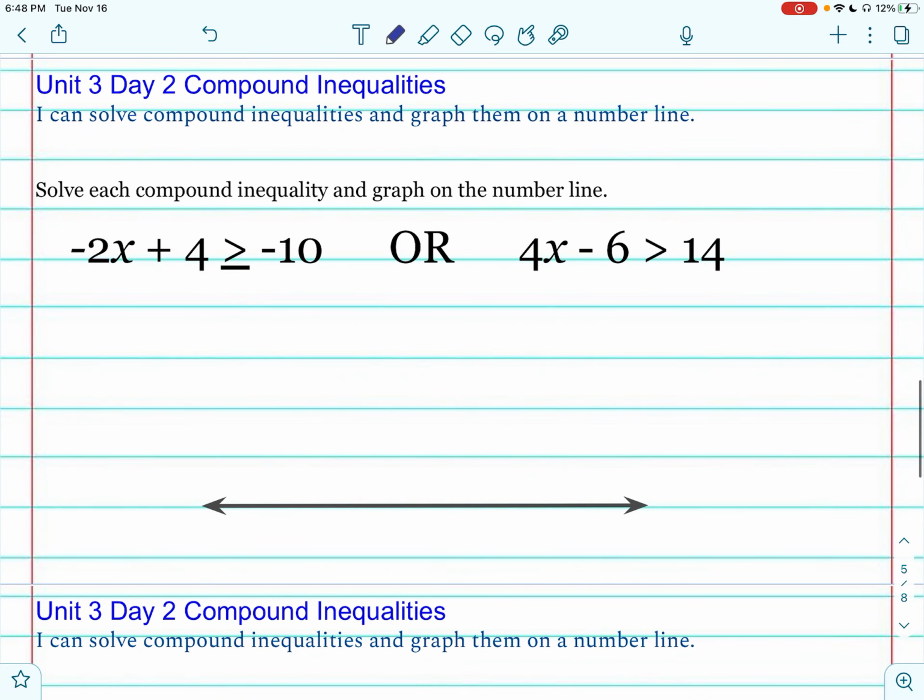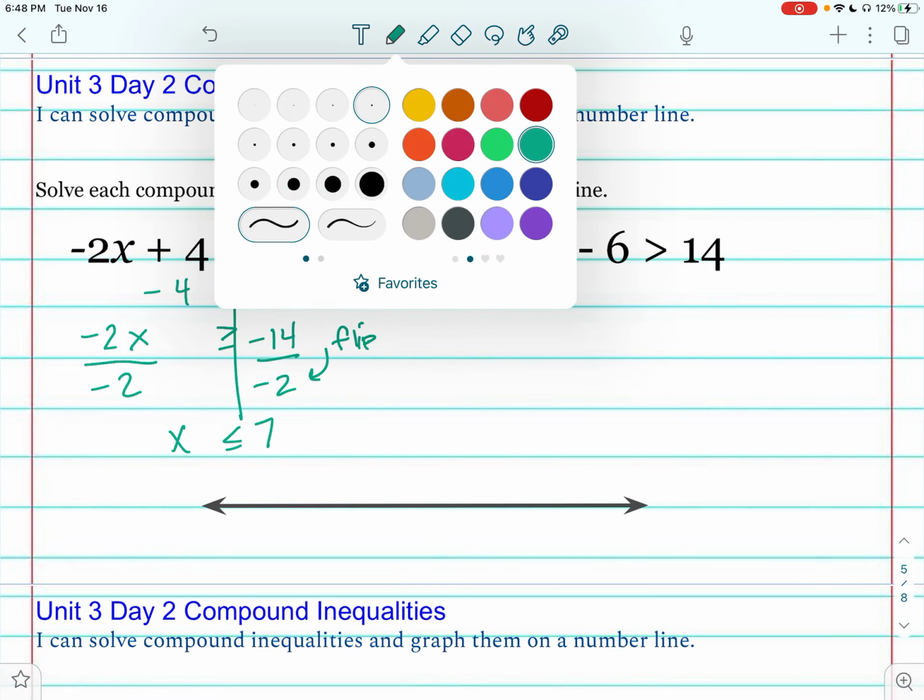Okay, here's an or statement. So I'm going to do different colors again here. I'm going to subtract 4. So I have -2x greater than or equal to -14. Now I'm going to divide by a negative number. This is a negative number that I'm dividing by. So I'm going to flip my sign and get x greater than or equal to 7.